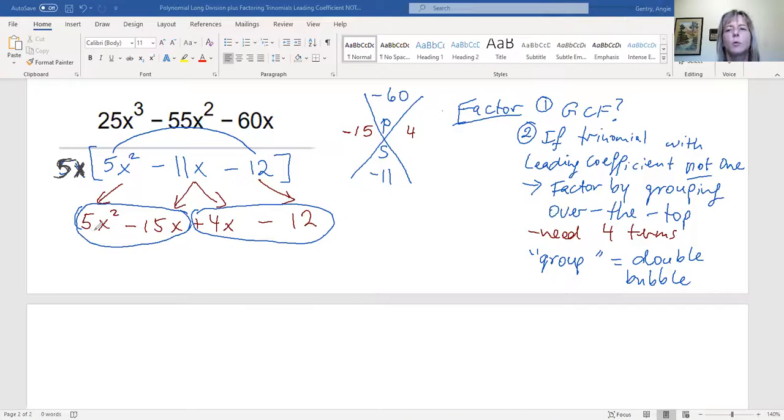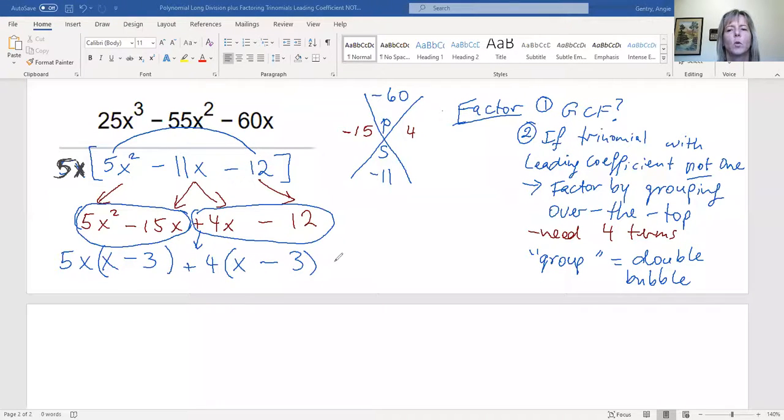What do I do? From each group, I pull the GCF. So I'm going to say 5x times what is 5x squared? x. 5x times what is negative 15x? Negative 3. So if you check this, you pull the greatest common factor, the 5x; 5x is in both the 5x squared and the negative 15x. Then you bring this sign down and you say that's a 4. And then you say, well, there's a 4 inside both the 12 and the 4, right? So you pull the 4, and then you say 4 times what is 4x? x.